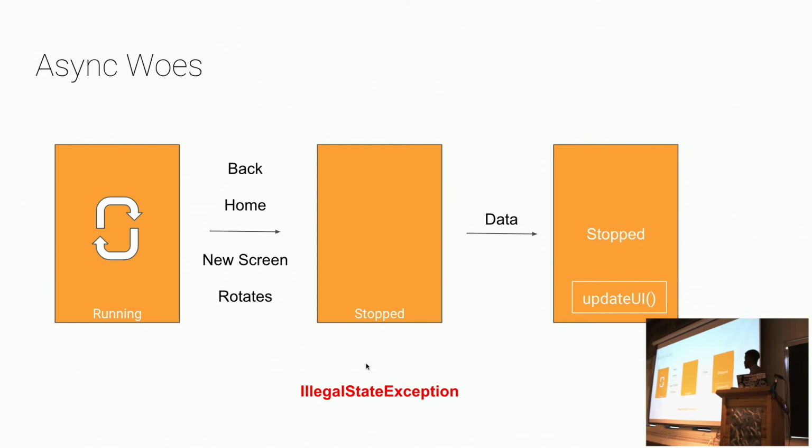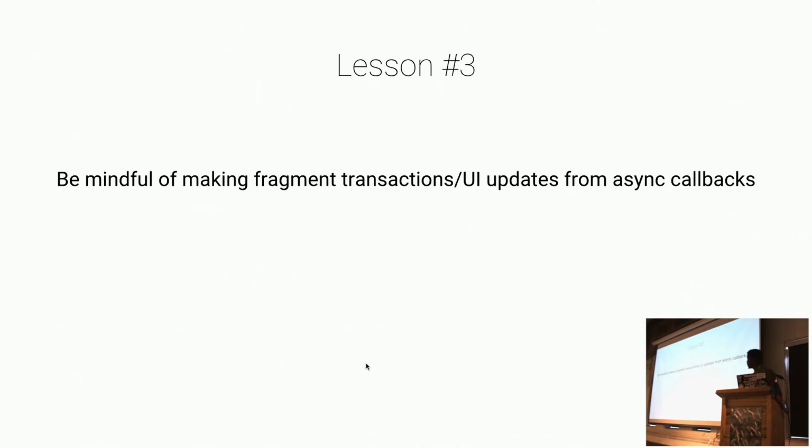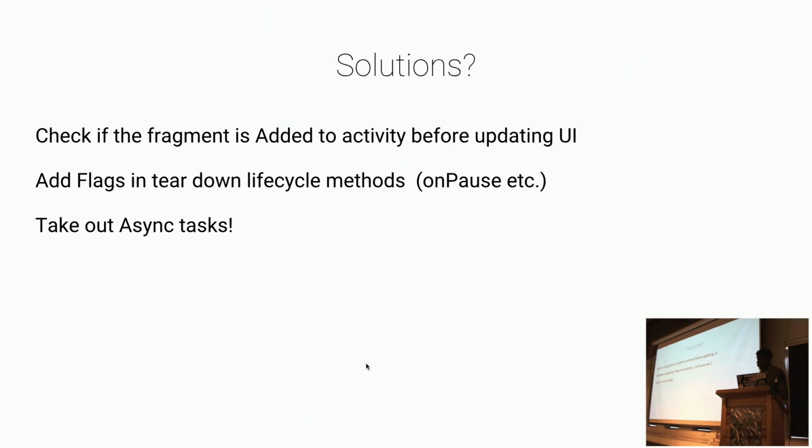So once again, how do we stop this from happening? Are there any solutions? Firstly, you have to be mindful that making fragment transactions and UI updates from asynchronous callbacks is something that we have to handle with extreme care, and if we can, we should generally try to avoid it. But we do have solutions.